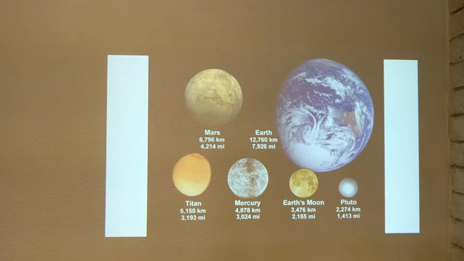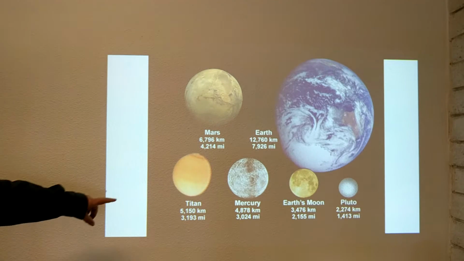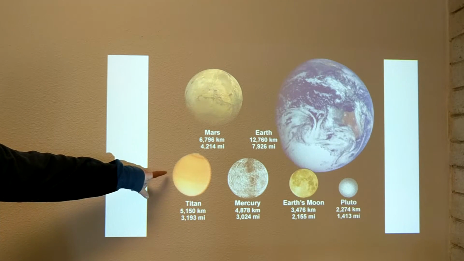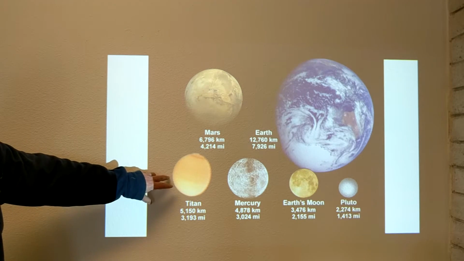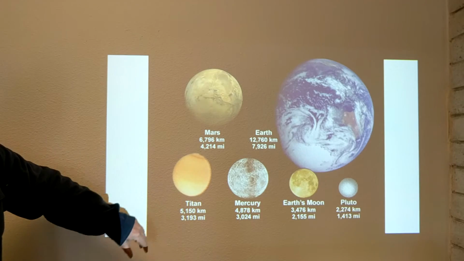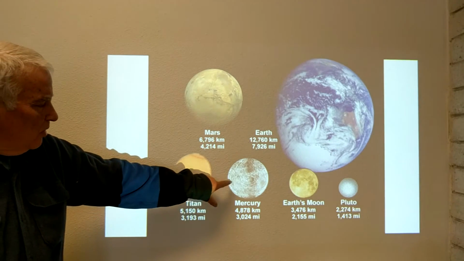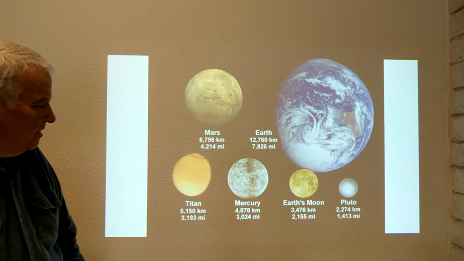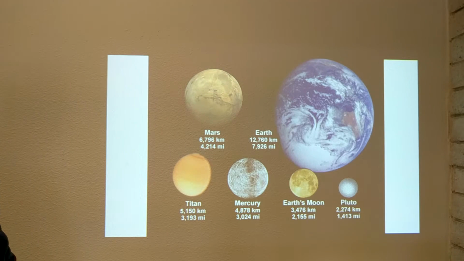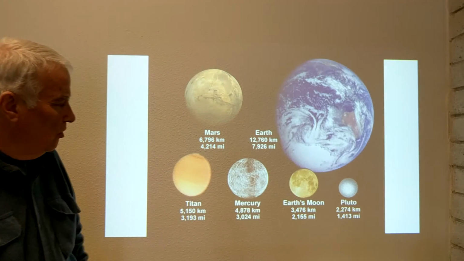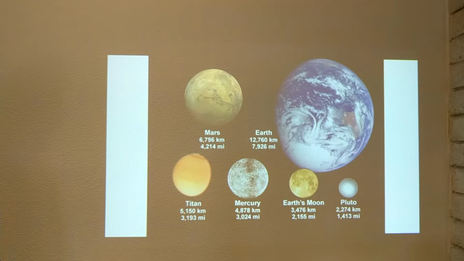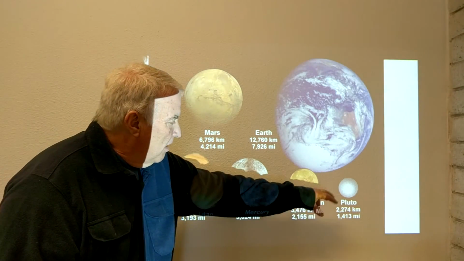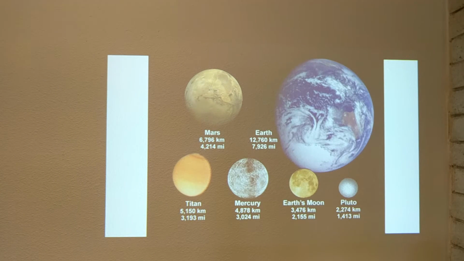moons. Titan is here, and we can see that it has a gaseous appearance because it has an atmosphere. It is a little bit larger than Mercury, which is a planet. Titan is a moon of Saturn. Mercury is here, the smallest planet. Our own moon is a little bit smaller than Mercury, about 2/3 the diameter of Mercury, and about half the diameter of Mercury is Pluto.